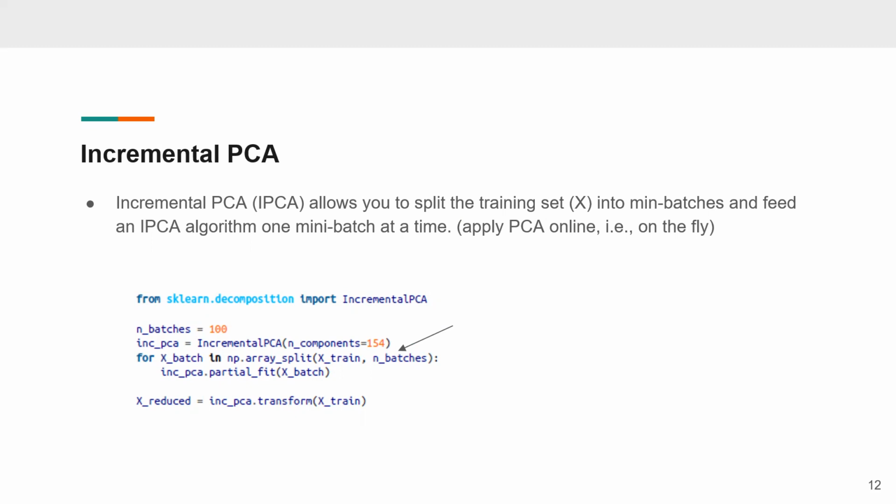incremental PCA. I'll stop here and thank you.